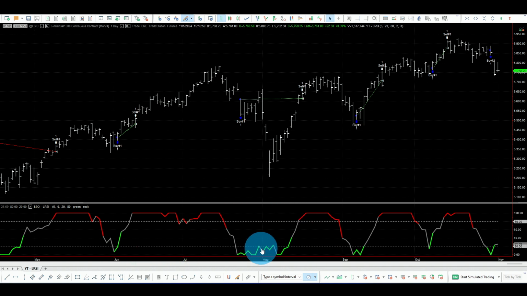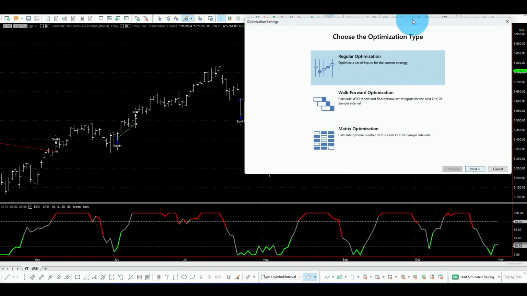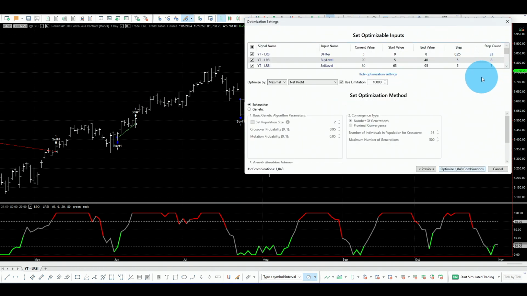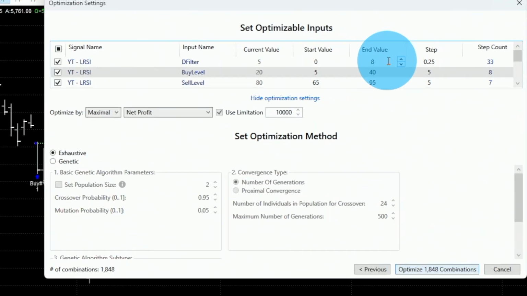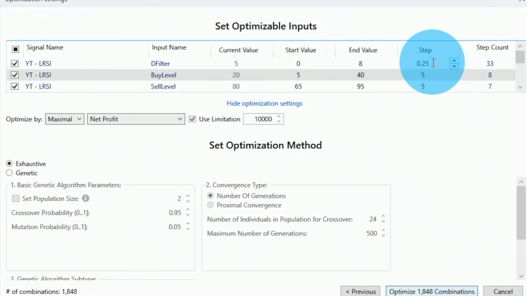And here we are using 5. So you see here the dampening filter is 5 and I'm using the same one, which is 5. So now I can optimize this strategy. So here is the optimization for the strategy. We will go from 0 to 8 in a step of 0.25. And buy level 5 to 40, step 5. Sell level 65 to 95, step 5.